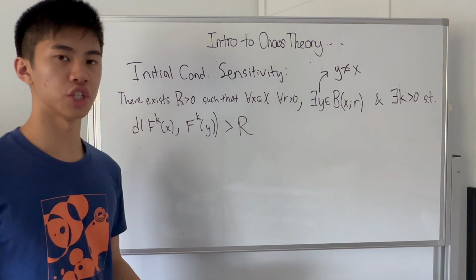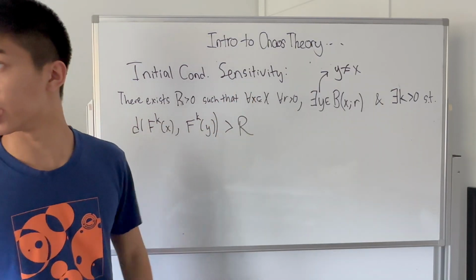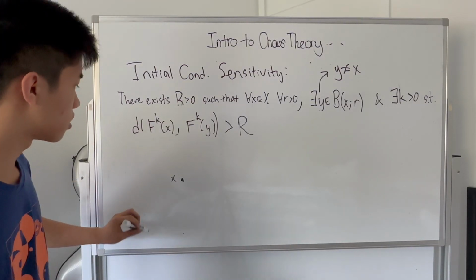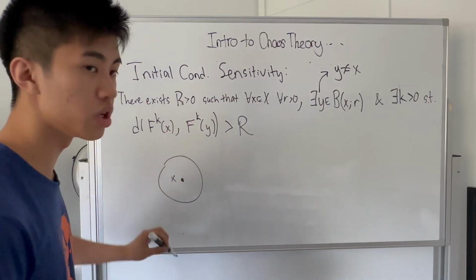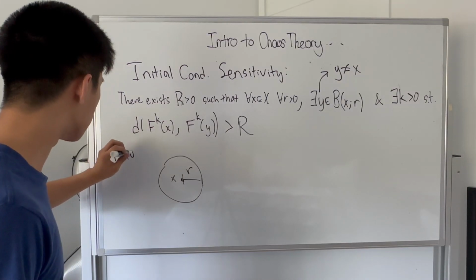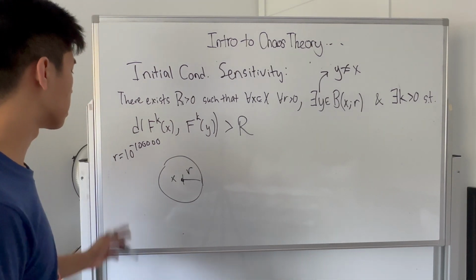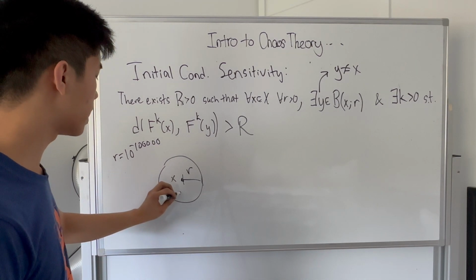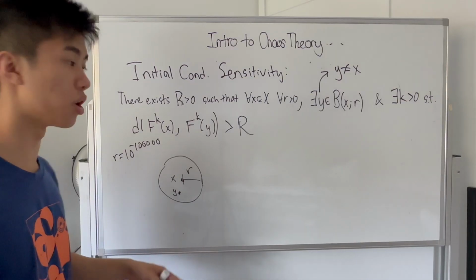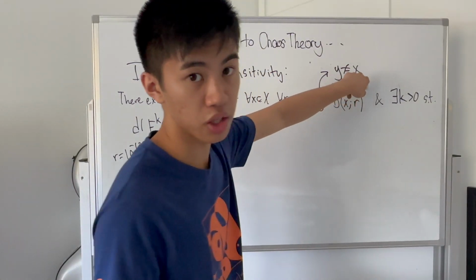I'll now be covering the definition of initial condition sensitivity. And I will not be presenting the formal definition. I'm going to be presenting the general idea. So suppose that you have a point x, and then you take a really small ball of radius r. You could say r is like 10 to the negative 100,000. It doesn't matter how small it is. It can be arbitrarily small. And then you take a point y inside the ball. So that means that the distance between x and y must be even smaller than r since y is inside the radius. Oh, and by the way, y cannot be equal to x.